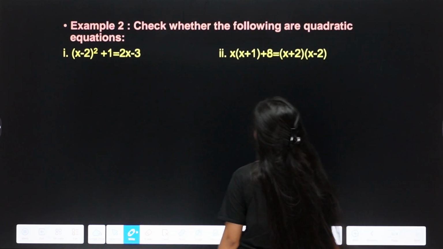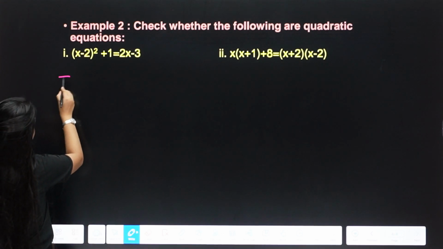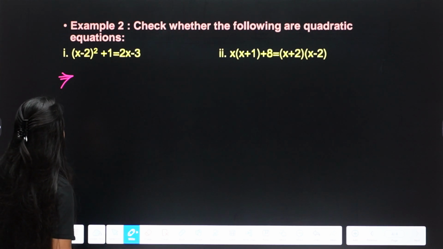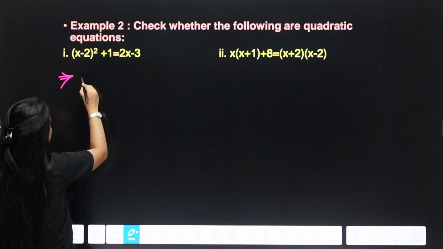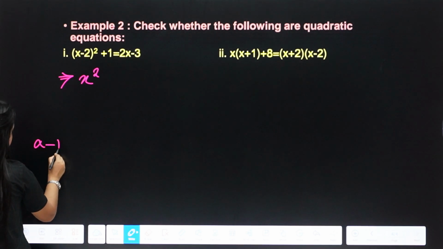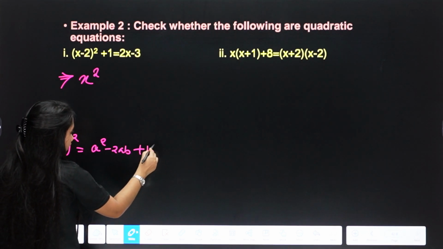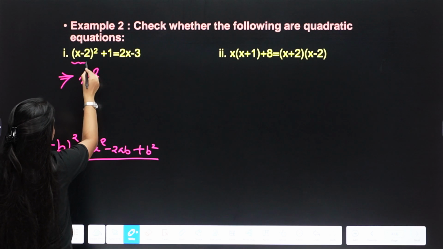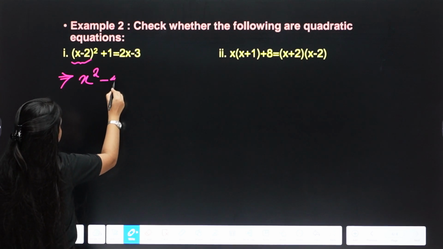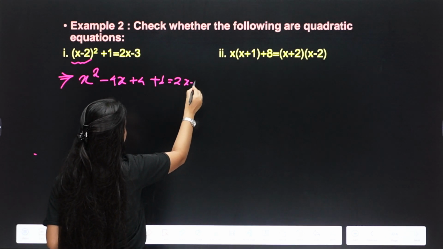Next, come to the next slide, that is, check whether the following are quadratic equations. The first one is (x minus 2) whole square plus 1 is equal to 2x minus 3. First of all, we will solve this equation. We have the formula (a minus b) whole square is equal to a square minus 2ab plus b square. So we will use this formula for this portion, that is x square minus 4x plus 4 plus 1 is equal to 2x minus 3.